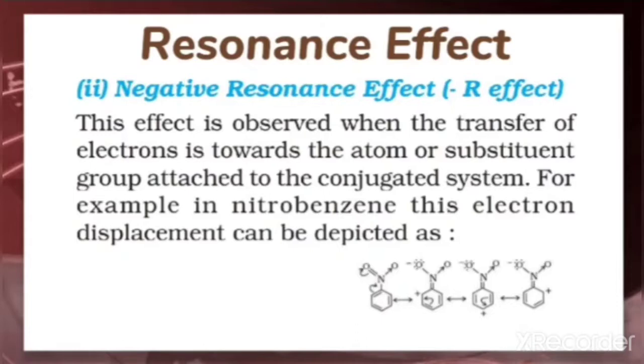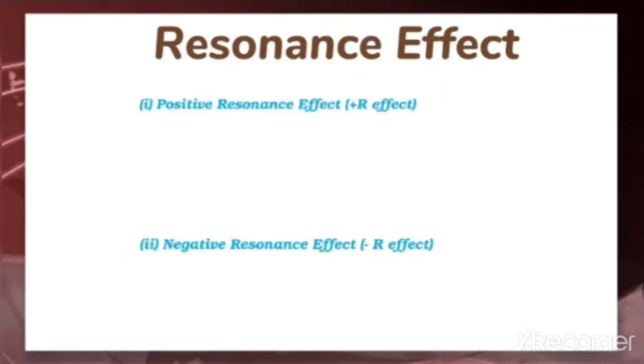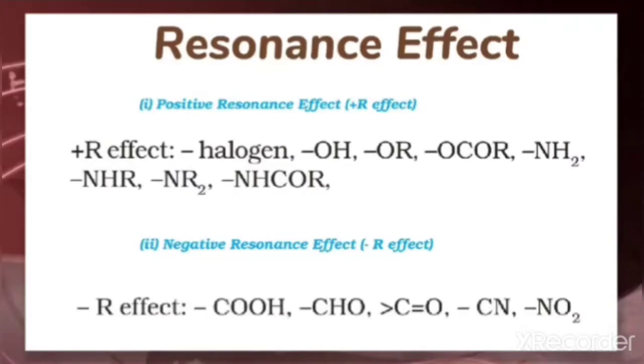So these are the two types of resonance effect we have discussed. Now let us see which substituents show positive resonance effect and which show negative resonance effect. So we have to remember this. The plus R effect is shown by groups like halogens, OH group, OR, OCOR, NH2 group, NHR, NR2, NHCOR. So if these groups are attached to a benzene ring, they show plus R effect. And groups like the COOH group, that is the carboxylic acid group, aldehyde group, ketonic group, nitrile, CN, NO2: when these groups are attached to a benzene ring, they show a minus R effect. So you have to remember these two in order to write the resonating structures.